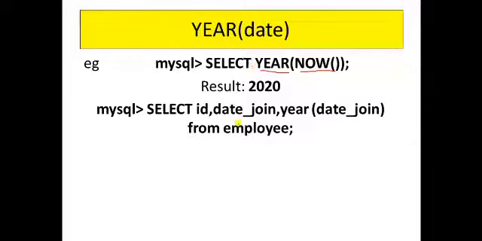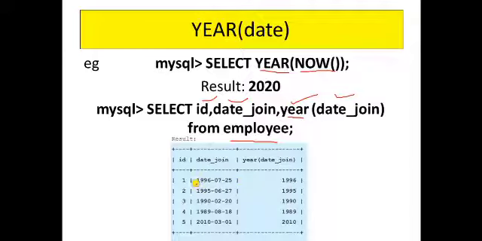Coming to the table, I am referring to the employee table. As we extracted the month name, now with this query, along with the ID and date of joining, I am extracting the year of joining from the date passed as parameter. So it is showing you the year of joining: 1996, 1996, 1995, 1995, 1990, 1990. In this way, it has given you the year from the date of joining. The date of joining was passed as parameter and it has extracted the year. I hope the year function is clear to you all.